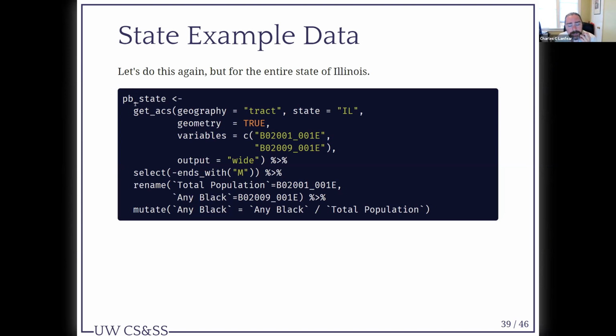Okay, so here I'm going to say get ACS data. I'm going to say tract level geography again. I'm just changing state to Illinois, and I'm not specifying a county. I'm just saying, give me the entire state. Geometry true, same variable, same output, exact same operation. Everything else is copy pasted except that, right? I assign it to PB state.